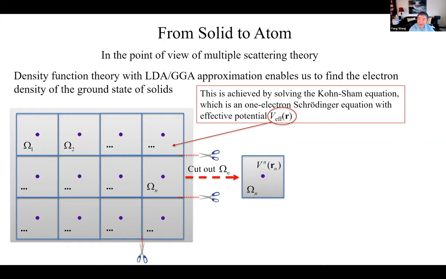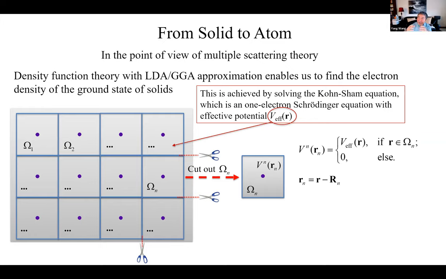Now this potential, inside the omega n, in this domain, when I look at the potential itself, I will use the center of the cell as our origin. So capital R sub n represents the vector starting from the lattice vector R to where the atom is located. Small r sub n is a vector starting from where the atom is located. This is my local coordinates. So that potential Vn inside is just the effective potential from density functional theory, and outside is just zero.